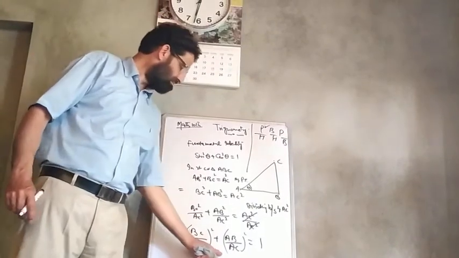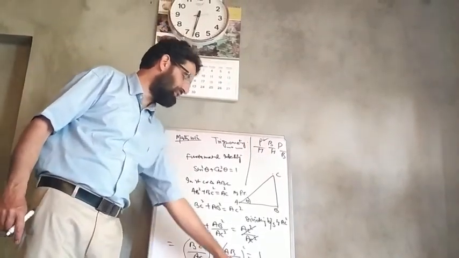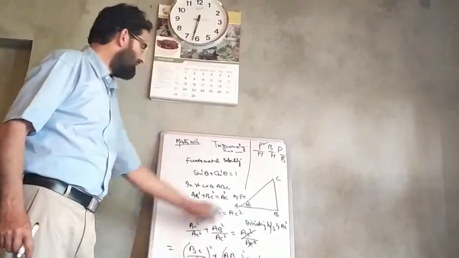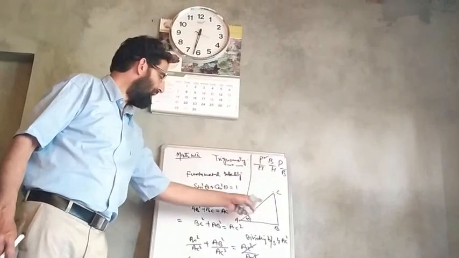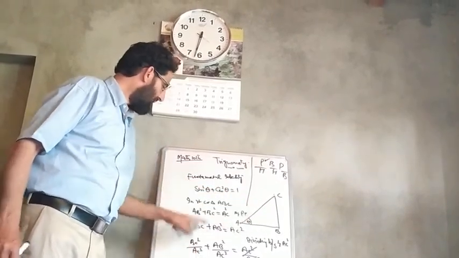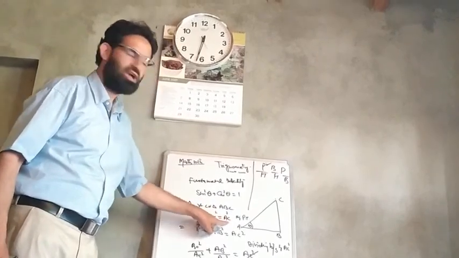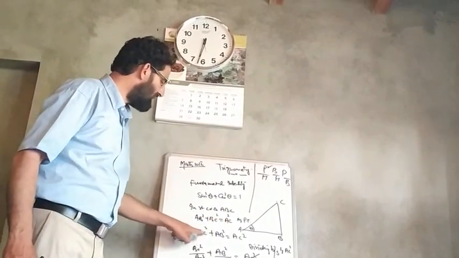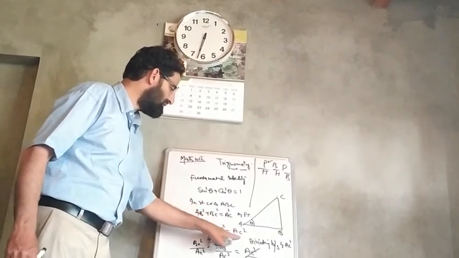So this is very simple. How to derive this sin square theta plus cos square theta is equivalent to 1? We shall consider a right angle triangle ABC. Then you will apply Pythagoras theorem to this. That is AB square plus BC square is equal to AC square by Pythagoras theorem, or you can write BC square plus AB square is equal to AC square.